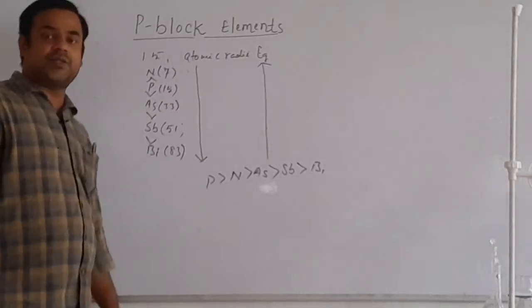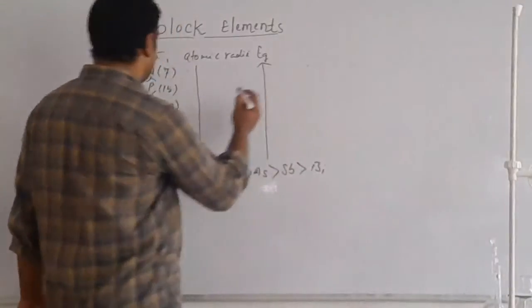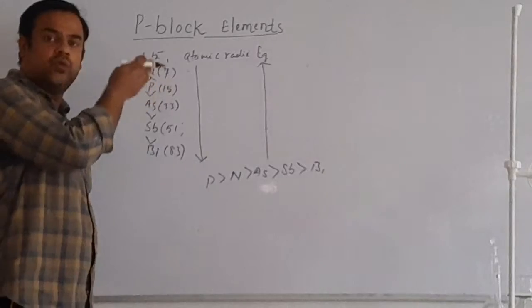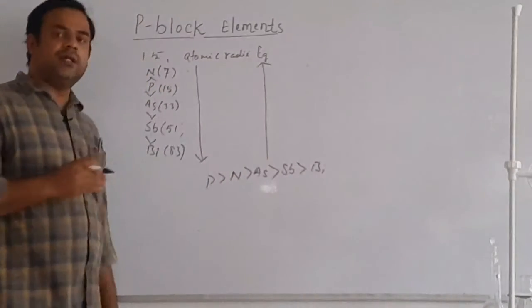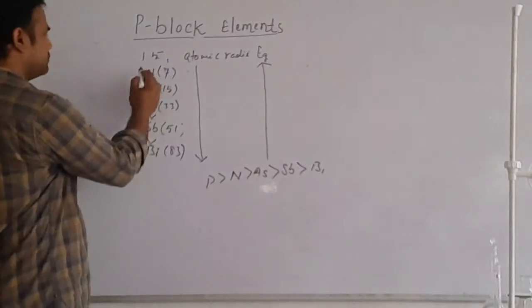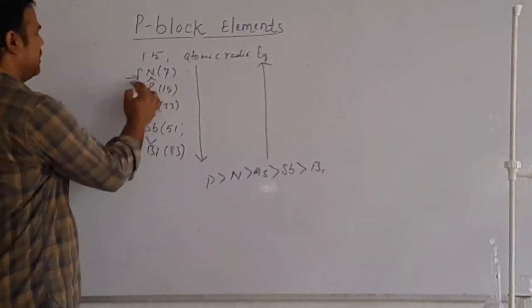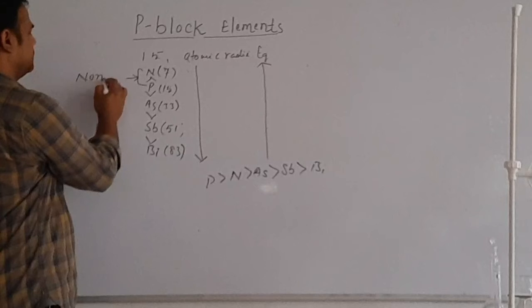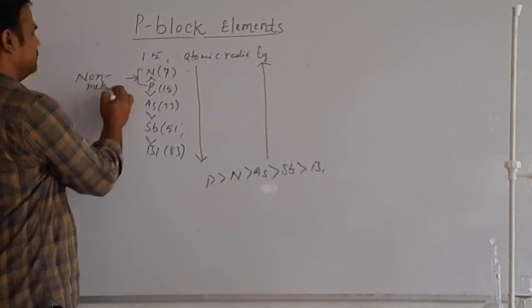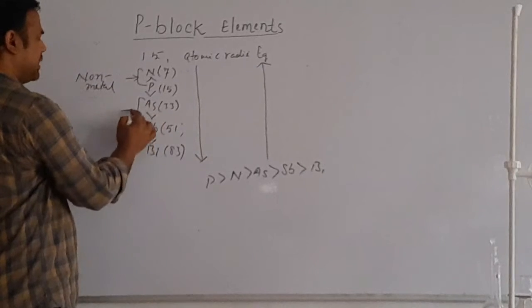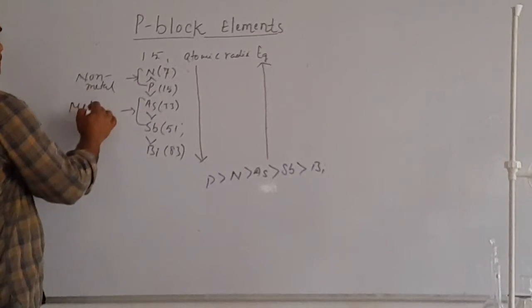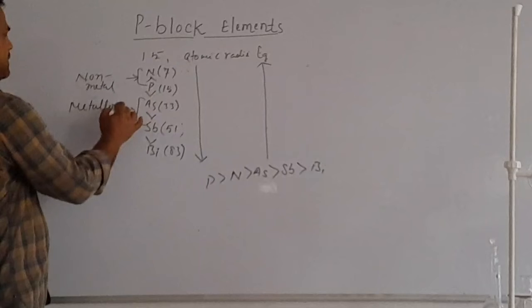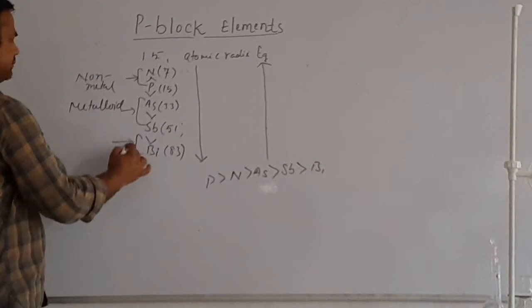Next is ionization energy. When we move down the group, ionization energy decreases. You can see that in group 15, these two elements are non-metal. These two elements, arsenic and antimony, are metalloid, and this bismuth is metal.